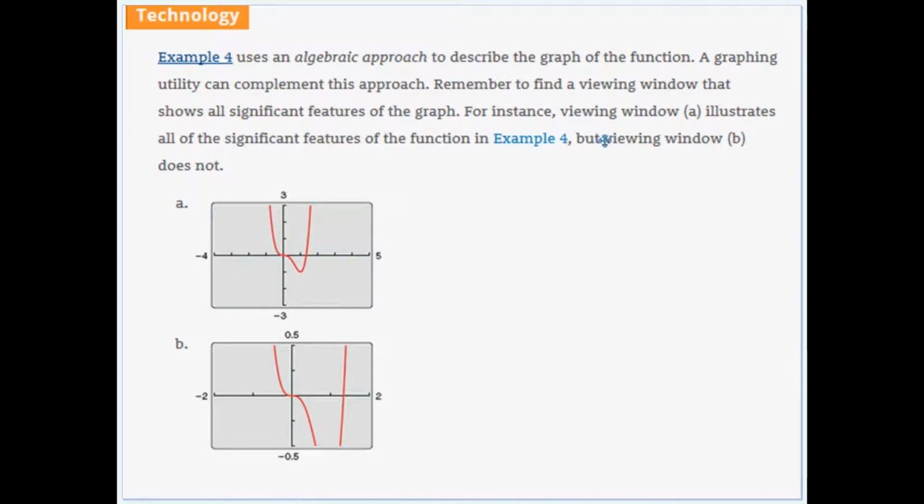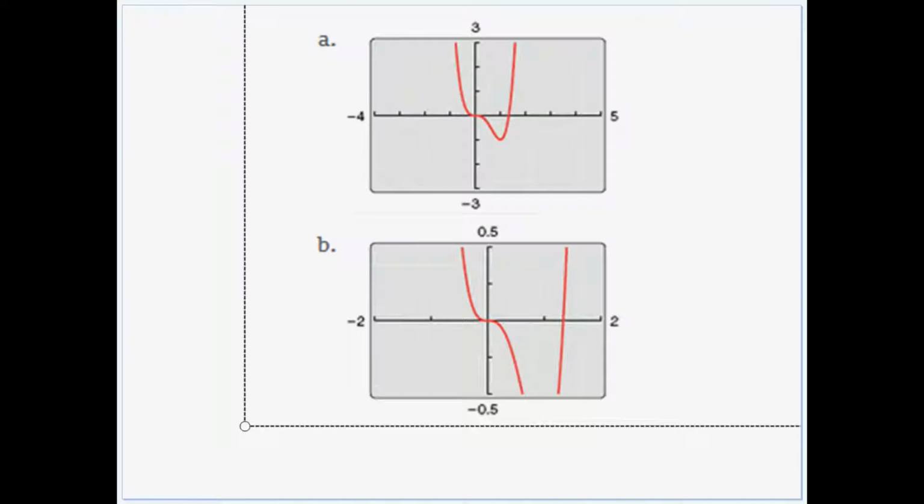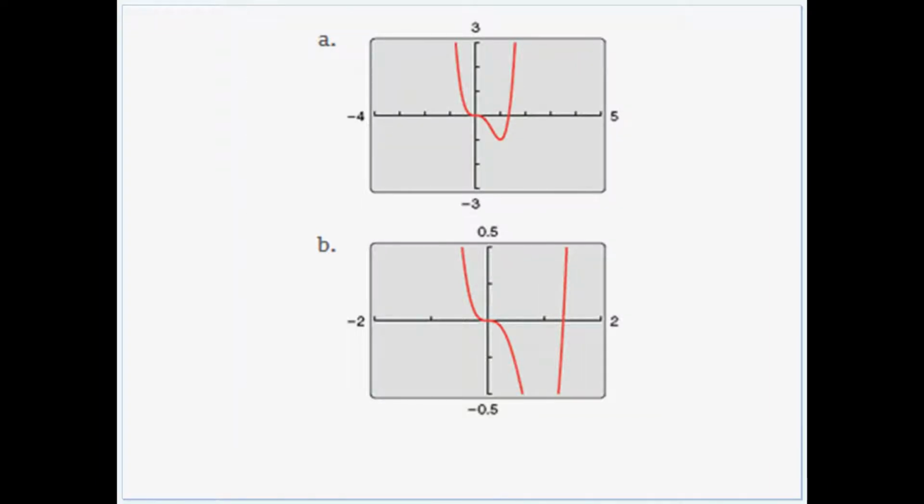Viewing window B does not. B is just zoomed in too far. On our TI-89 calculators, I believe that's the F2 menu, is our zoom. See here, this bottom one, we're zoomed in, and it cuts off this bottom part of the graph here. And that's an interesting part. We want to see that. We might want to figure out where that minimum value is. So you can always adjust your window.